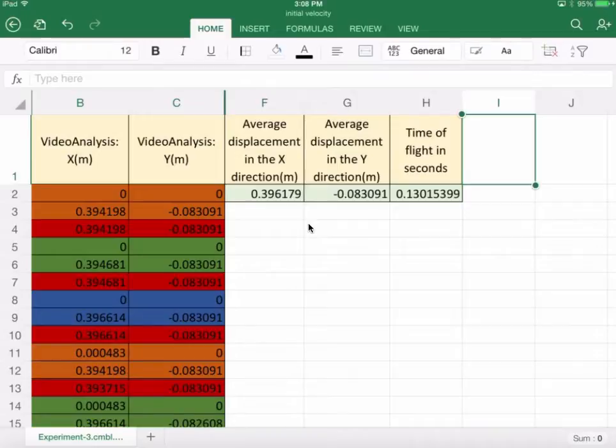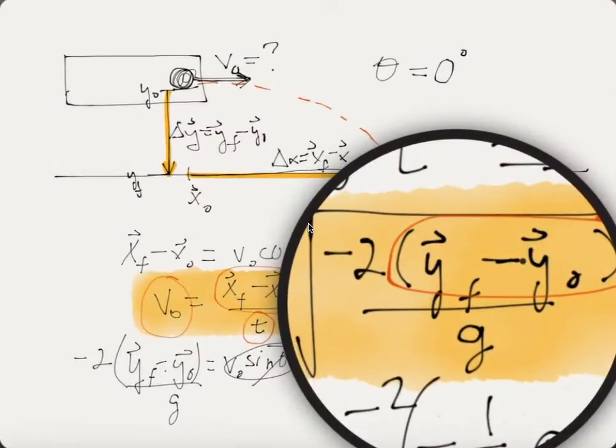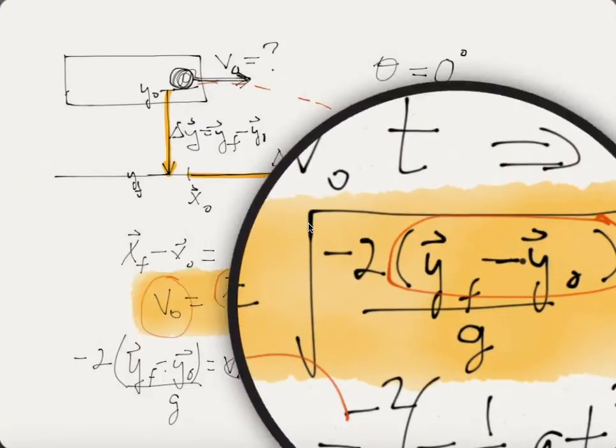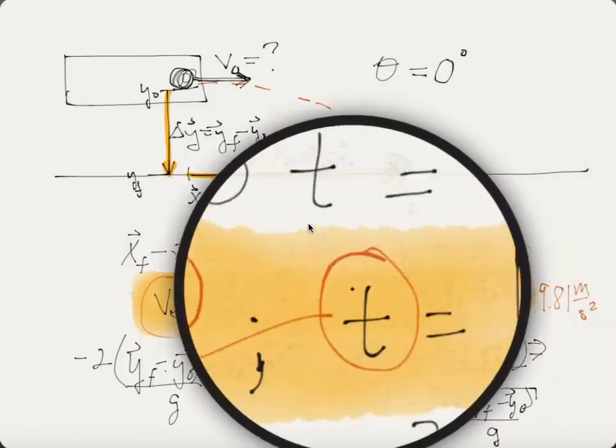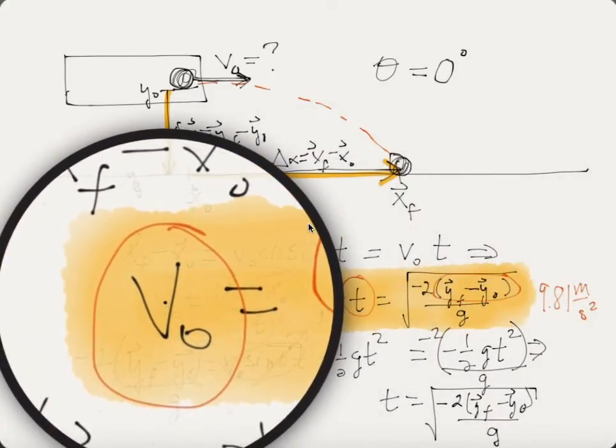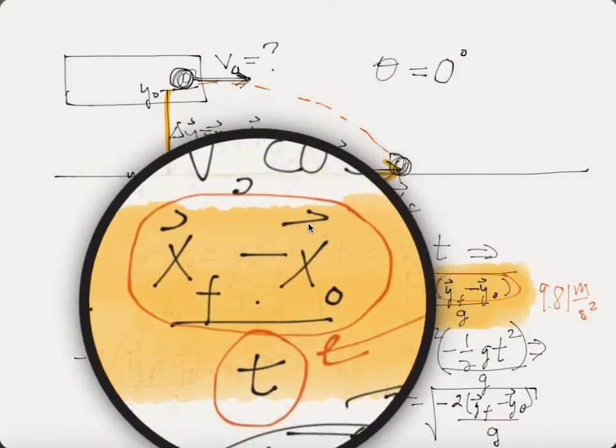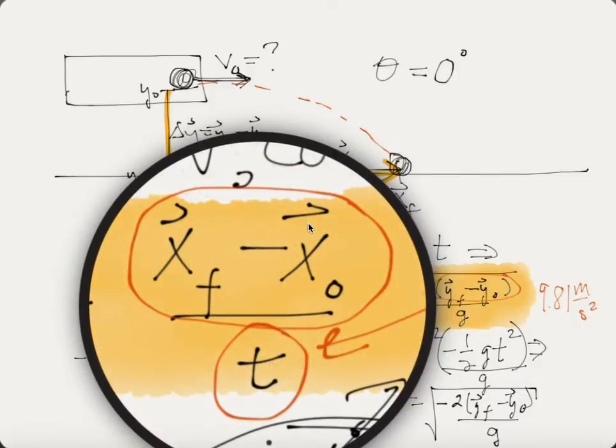And now we want to calculate the initial velocity. So here's our initial velocity here. And remember that our initial velocity is just the average displacement over time. So we found our average displacement and we found our time. Cool?